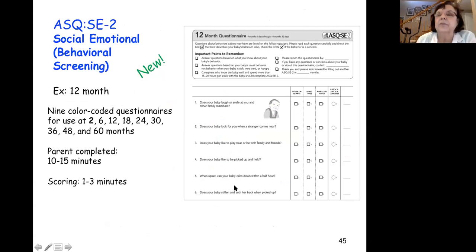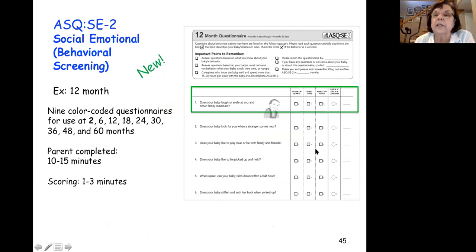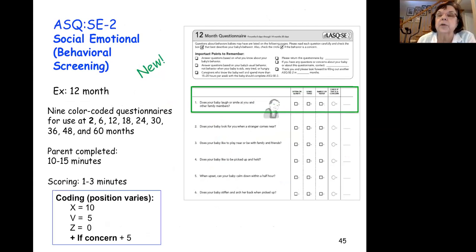Here is a similar social emotional questionnaire. It says, is it often, always, sometimes, rarely, never, and then check if it's a concern. And you notice there are Z, V, and X, and a V here. So that tells you that's a guide to the scoring. And the scoring for this is a Z is worth 10 points, a V is worth 5, and an X is worth 0. And if you have a concern check, that's an additional 5 points.